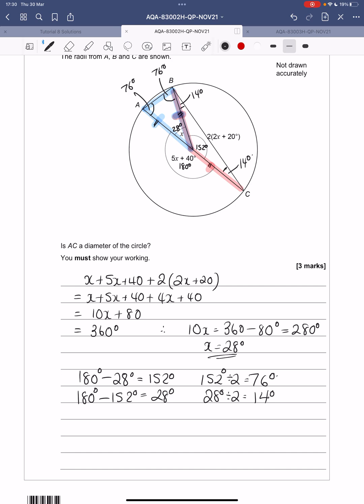That's 14 degrees. So the angle at B is going to be 76 plus 14, both degrees, which is 90 degrees. So therefore AC is a diameter. If it wasn't 90 degrees, it wouldn't be a diameter.